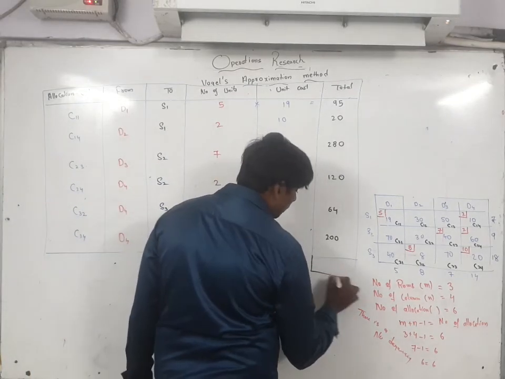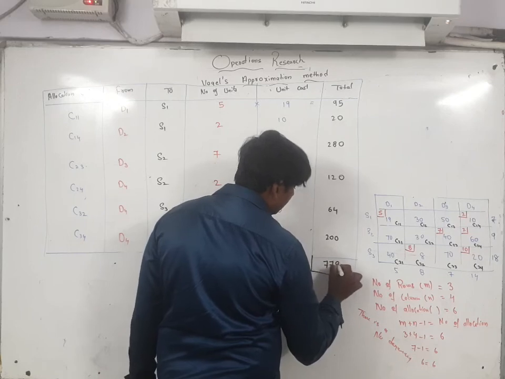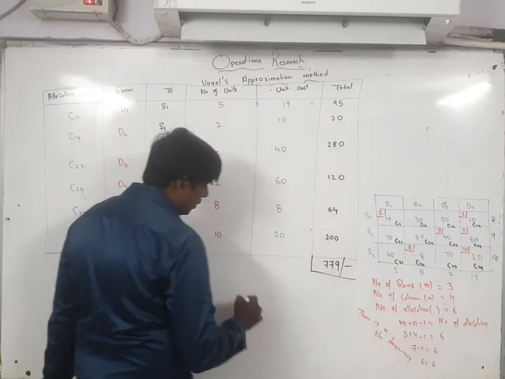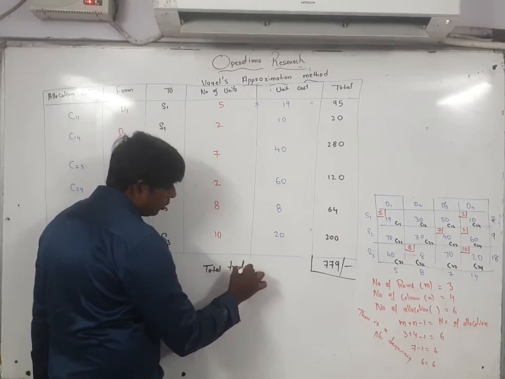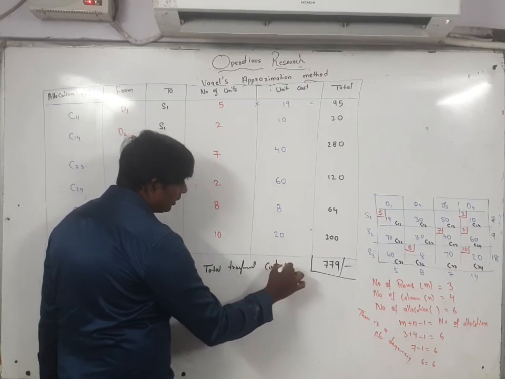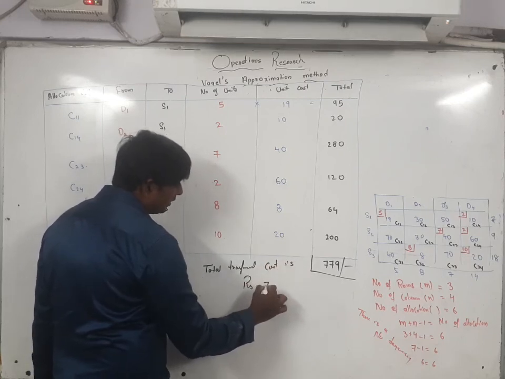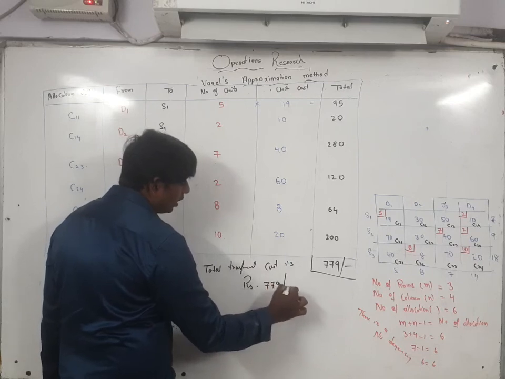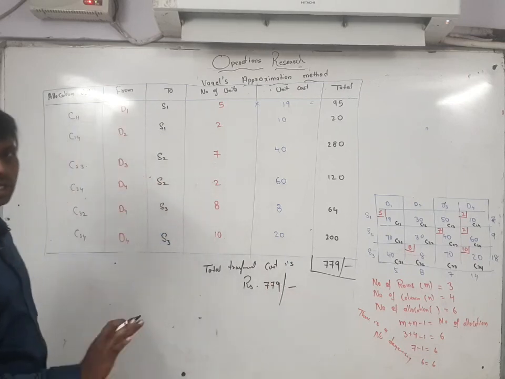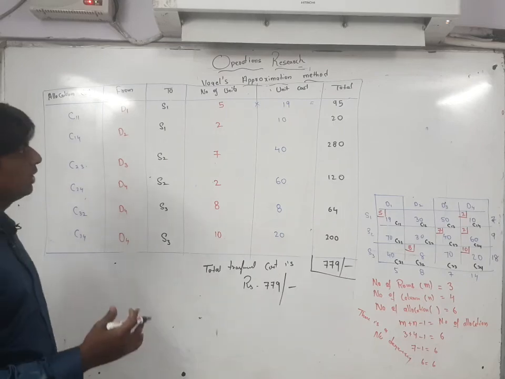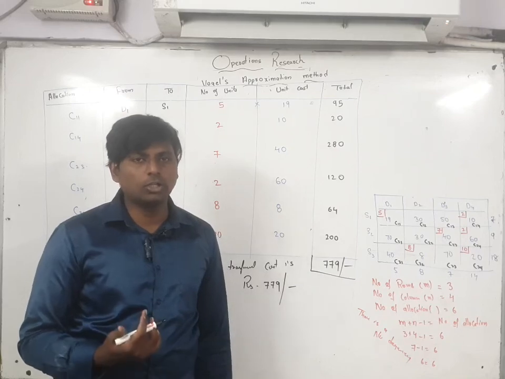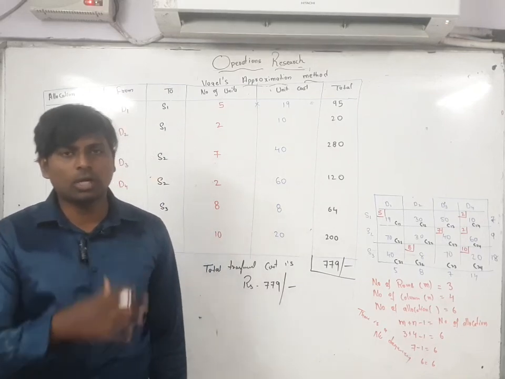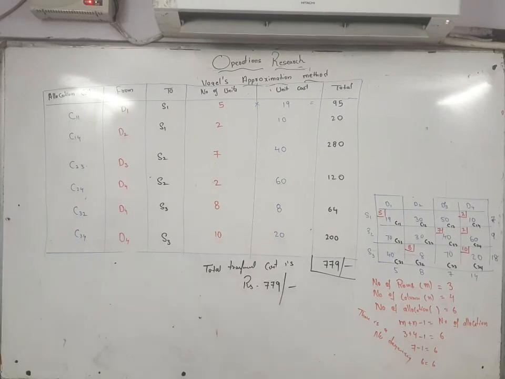With the help of a calculator you find this out. 779 rupees. So you write: total transportation cost is rupees 779. Rupees 779 only. Like this you have to find out the VAM method. Whenever a problem is given with respect to the VAM method, like this you have to solve it. Every time you have to locate this table and find out each and everything, then only you will get the exact answer.